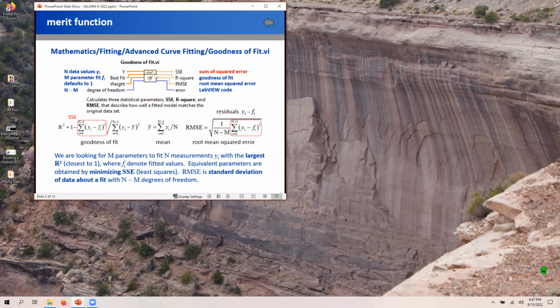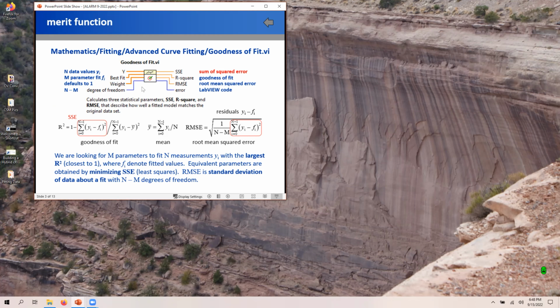So LabVIEW has a good VI called goodness of fit that does this stuff for you. You feed it, say, n data values here, and then you feed it n fitted values corresponding to some m parameter fit, 2 parameter, whatever it is, right? And I didn't use the weights. So if you had information about the uncertainty of data, you could use the weights to weight some points over other points because they were considered better data. But I didn't use that. It defaults to 1. You can just ignore that input. N minus m, in other words, number of values minus the number of parameters, is called the degrees of freedom. So you have to have that for this VI.